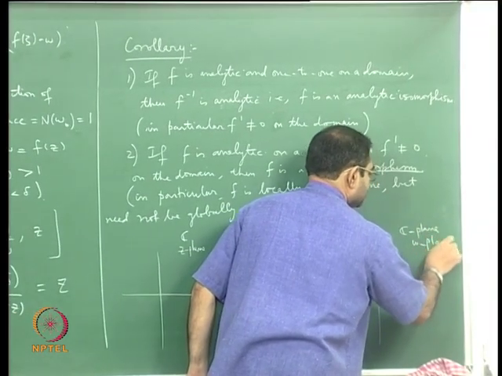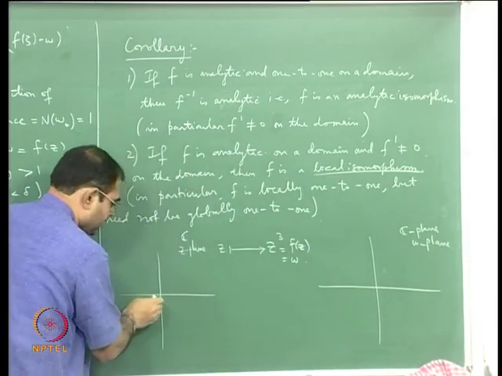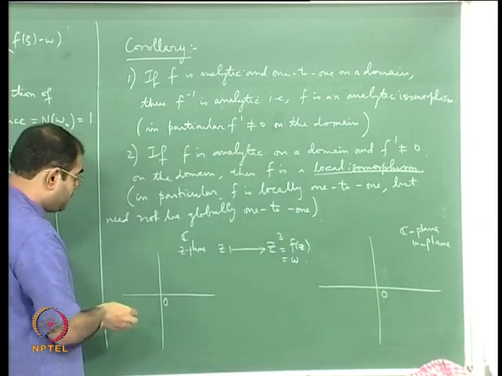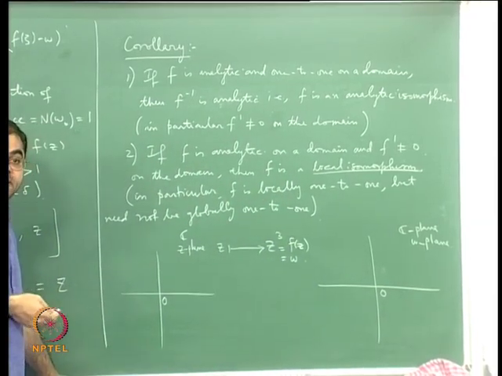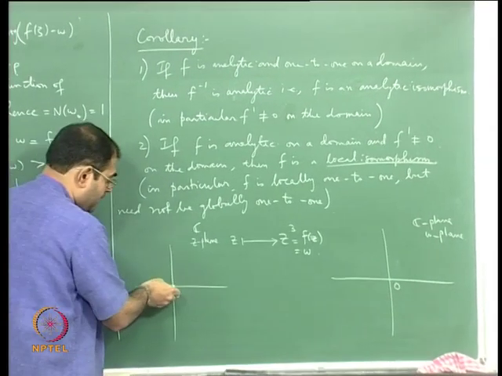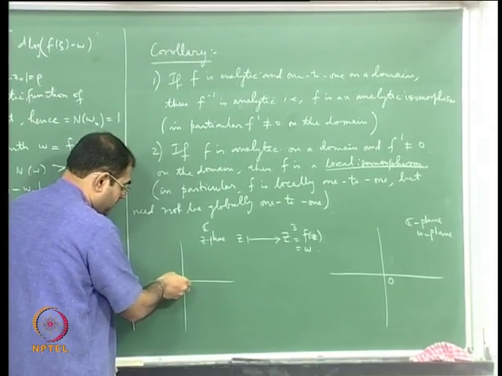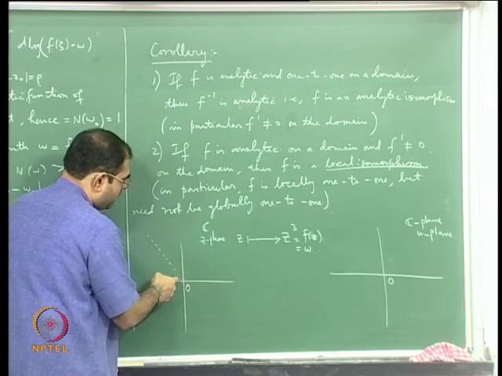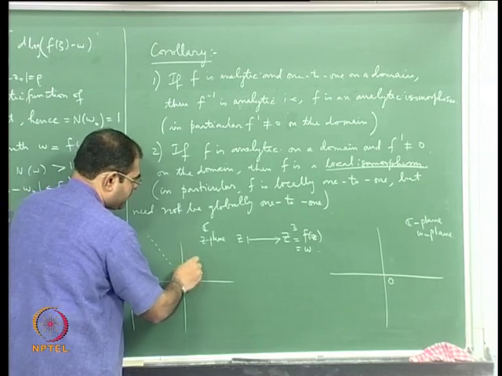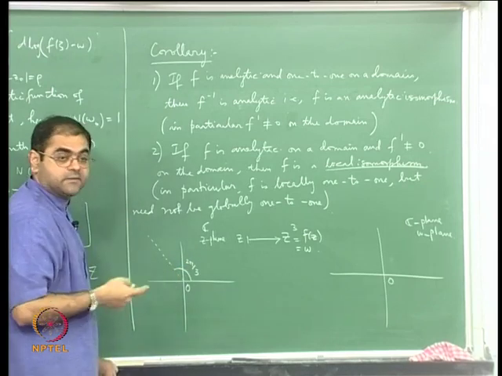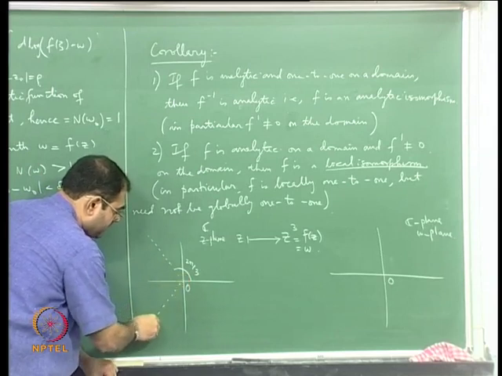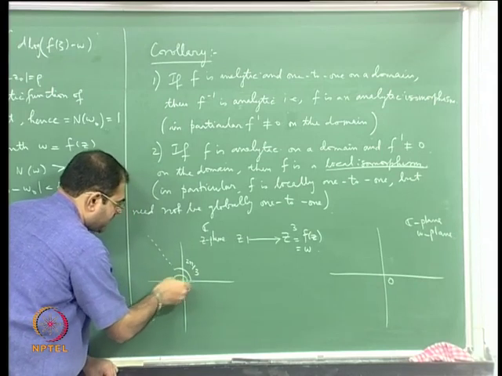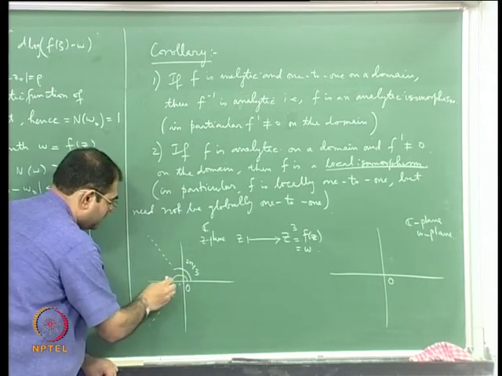And what will happen is 0 will of course go to 0, the origin will go to the origin, but if you take a point different from the origin, then funny things will happen. In fact, I take this ray for which this angle is 2 pi by 3, and then I take this other ray which is a mirror image of this, for which the angle is 4 pi by 3, that is 240 degrees, this is 120 degrees. This is 4 pi by 3.